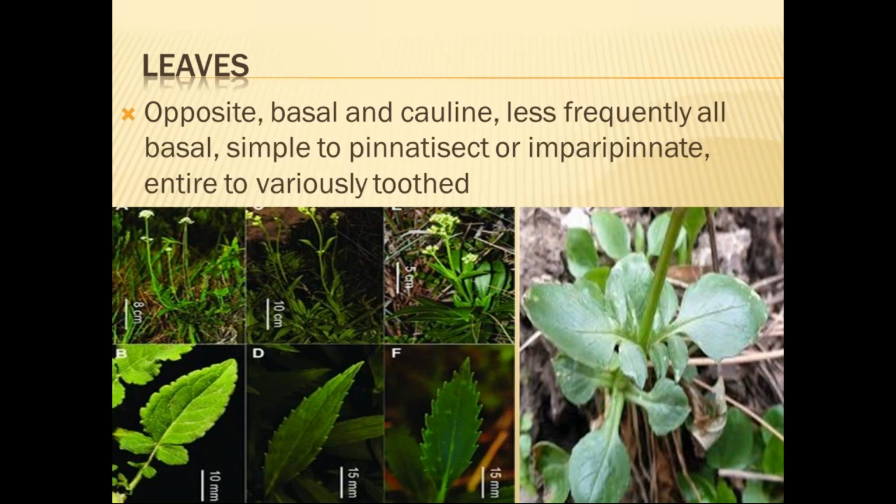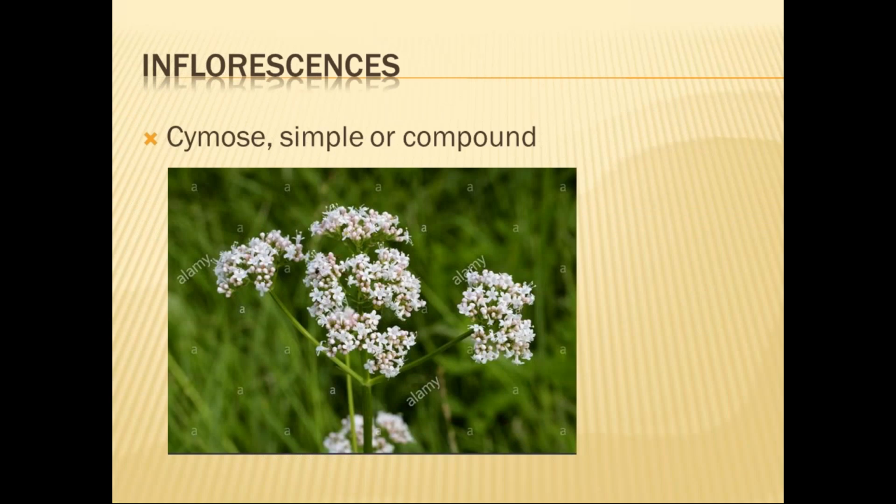Leaves are opposite, basal and caulin. Caulin means it's round shaped at the base. Less frequently, all basal, simple, pinnatisect or imparipinnate, or entire to variously toothed margin is there. Inflorescence is cymose, with simple or compound.